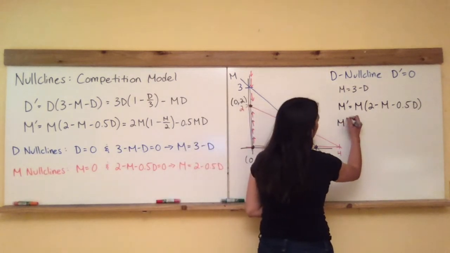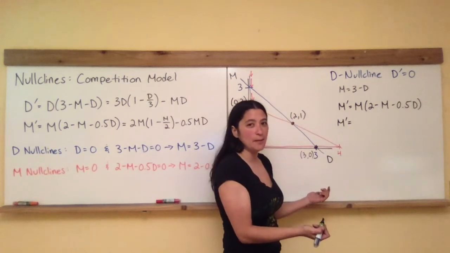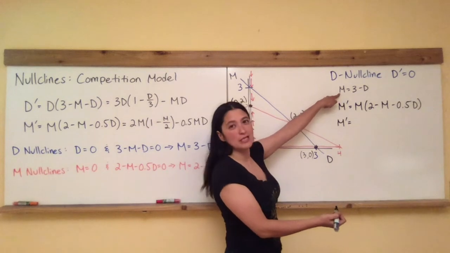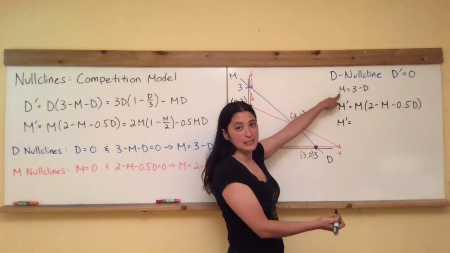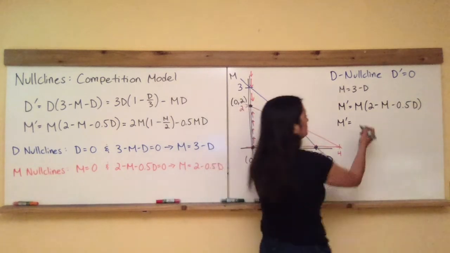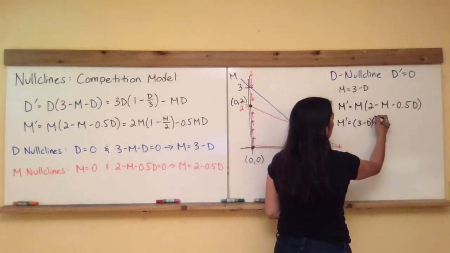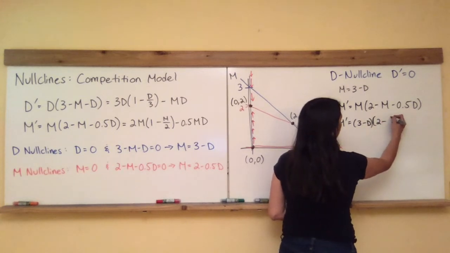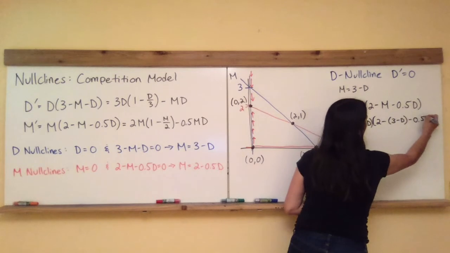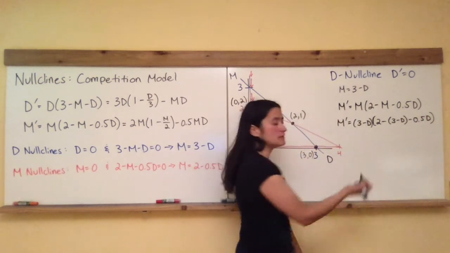And so, see how nice and dark that is now? Everywhere I see an m on the right-hand side of the m prime equation, I'm going to replace it with a 3 minus d, because that's the statement for the D nullcline that I'm working on right now. Okay, so this m is going to get replaced by a 3 minus d. And then I'm going to have 2 minus another 3 minus d minus 0.5d. Now I've got to simplify that statement.